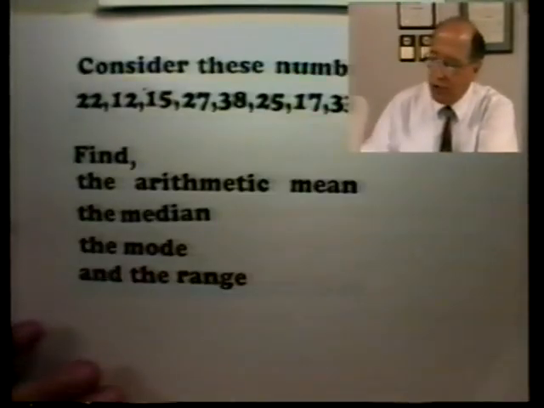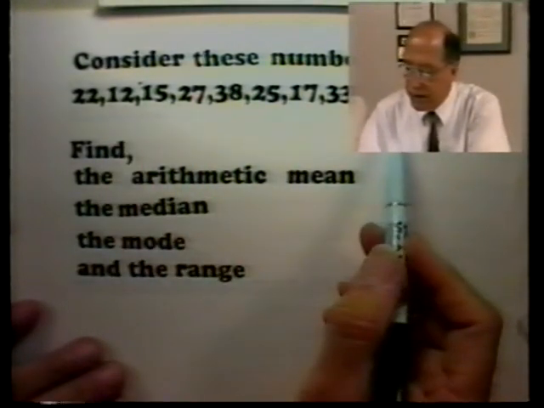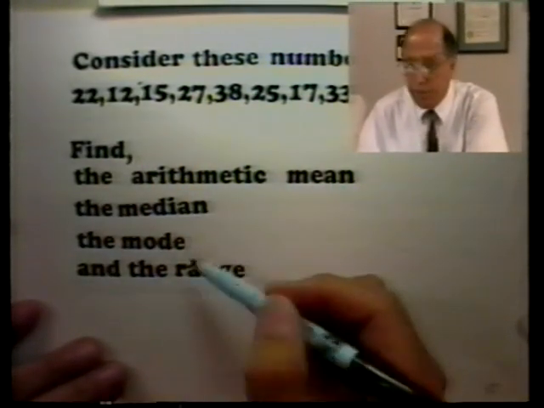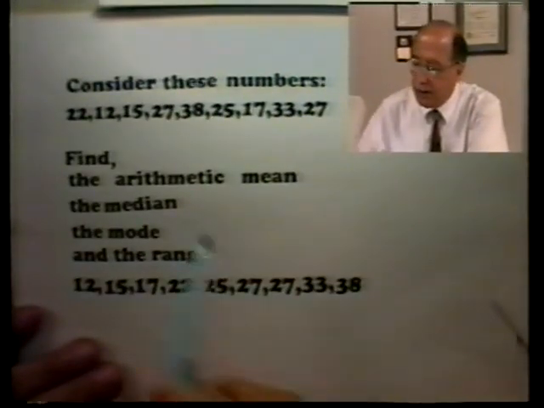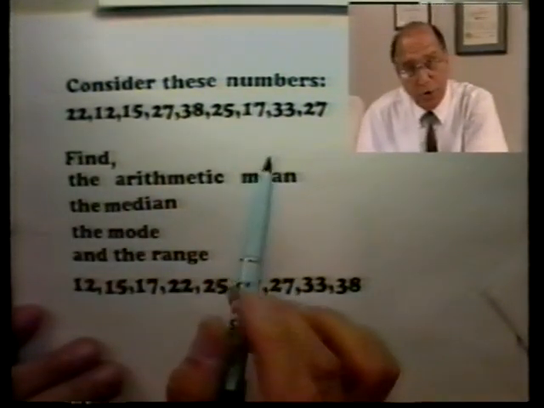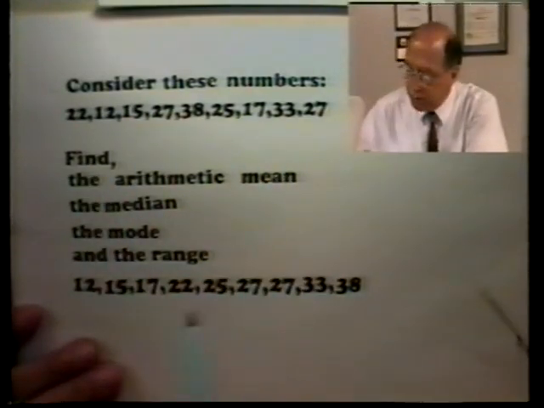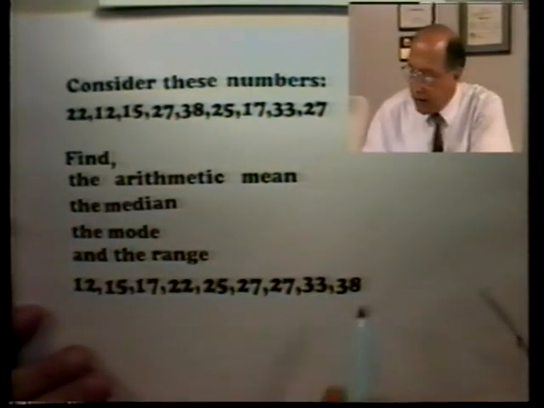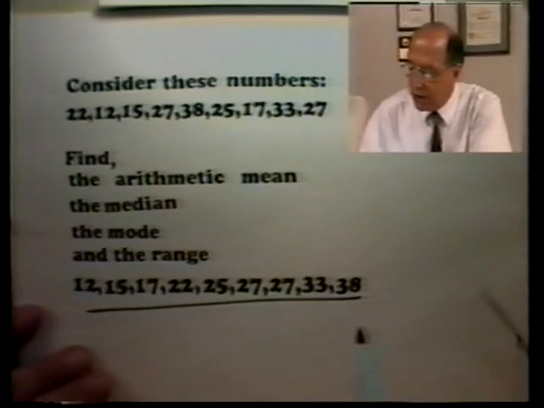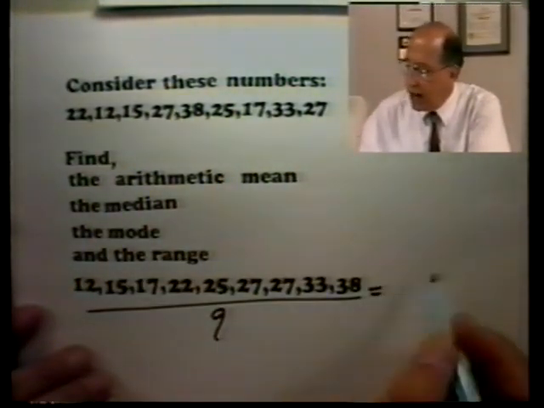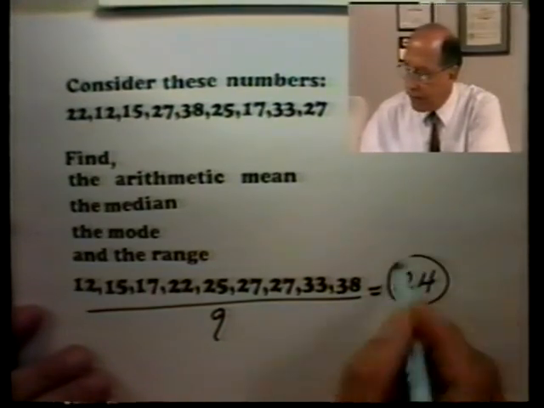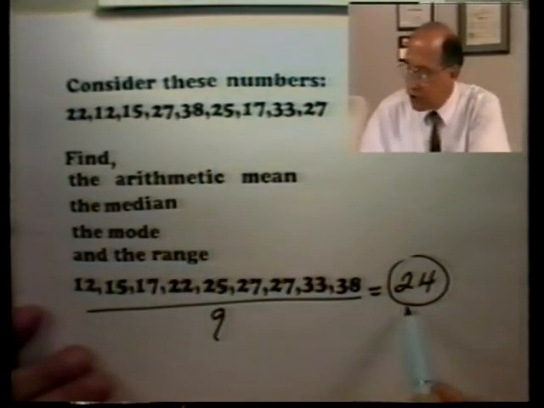Now, could you please look at this set of data and find the mean, the median, the mode, and the range? All right, the first thing we're going to do is find the mean. And the mean, notice, is the average. And everybody knows how to average. You take them all together, add them, and divide by the number of scores. Well, if we divide this by the 9 scores, we will have the average of 24. So the average of this score is 24.